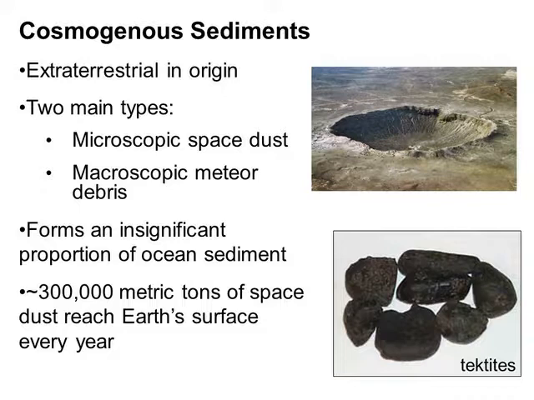You can see they are small rock-like materials that come from space. And typically they form an insignificant proportion of the ocean sediment, but you do see them in the ocean. On a yearly basis, we get about 300,000 metric tons of space dust each year on the Earth's surface.